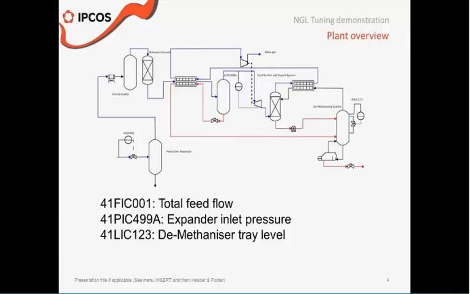Then going further into the plant, we will have the liquefied NGL coming to the demethanizer system, and in the demethanizer column, there is a tray level controller, which we'll look at first. So we'll look at two loops. We will look at this tray level controller, and we look at two interacting loops, the pressure and the flow loop, controlling the total flow of the plant.